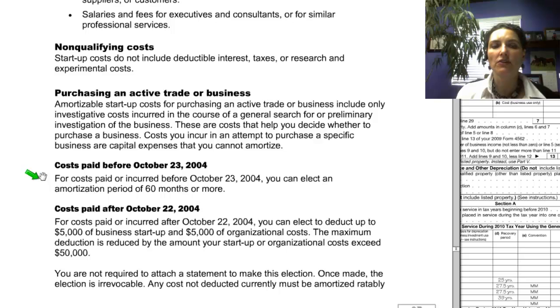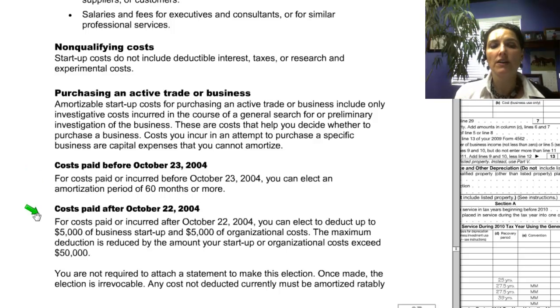Costs paid before October 23, 2004. For costs paid or incurred before October 23, 2004, you can elect an amortization period of 60 months or more. So for startup costs incurred after October 22, 2004, the amortization life is 15 years. But if you had startup costs before that date, then in those days, the startup costs could be amortized over just 5 years. Costs paid after October 22, 2004.